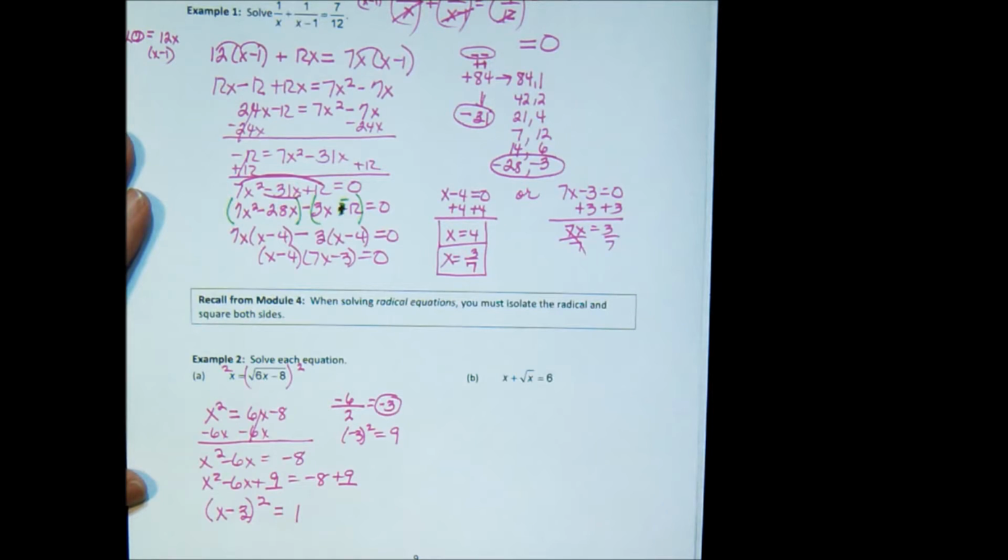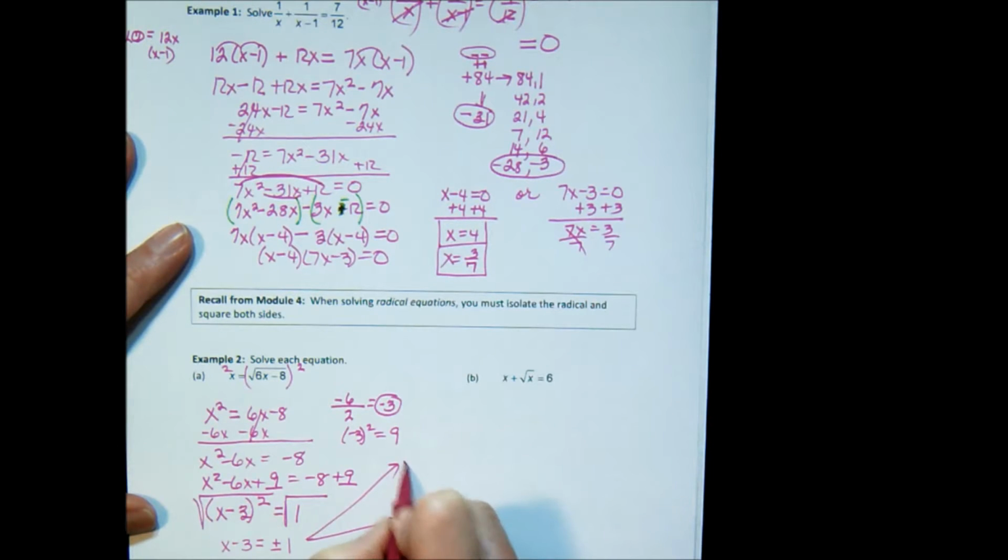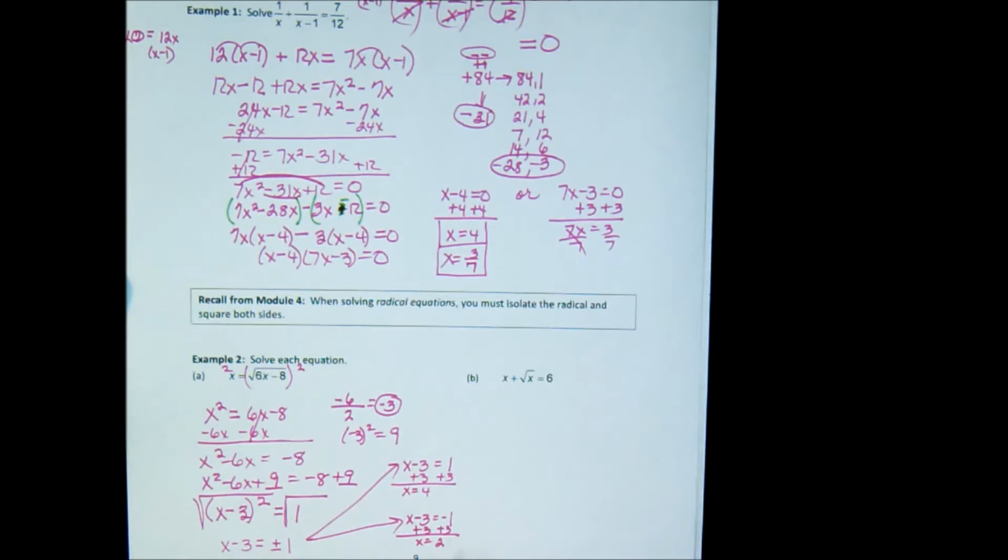Equals 1. Now I apply the square root property, and I get x minus 3 equals plus or minus 1, and this is where we split it into two pieces. x minus 3 equals positive 1, x minus 3 equals negative 1. Solve each of those, add a 3, and I get x equals 4 and x equals 2. Now, because we squared in order to solve, I have to check both of these.